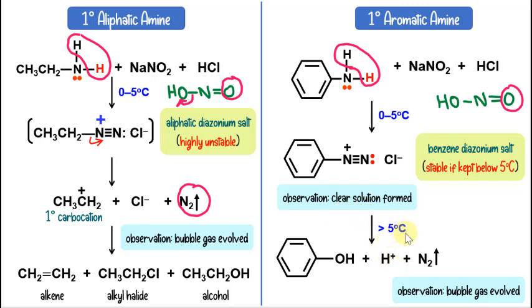Okay, but then if you heat the solution, or you leave it at room temperature, meaning the temperature here is bigger than 5 degrees Celsius, nitrogen gas will be evolved. Only then do we see gas bubbles evolve. So if we want to differentiate between primary aliphatic amines and primary aromatic amines by using the nitrous acid test, we have to keep our solution between 0 to 5 degrees Celsius. Only then will we see two different observations.